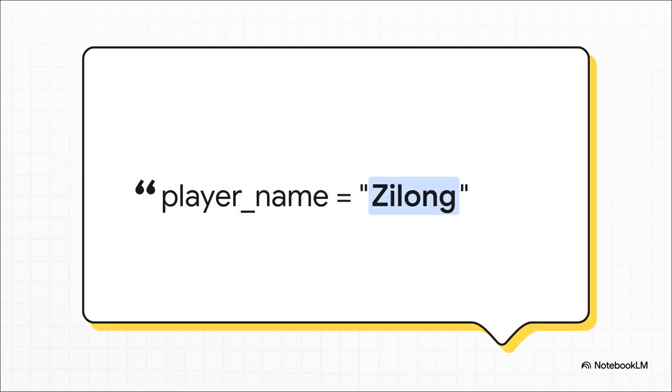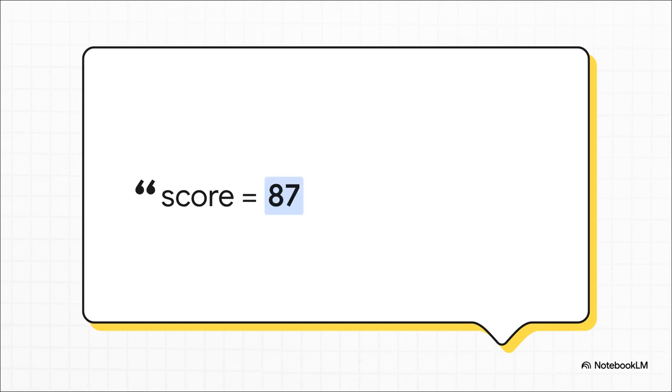All right, first things first, let's build Zilong's profile. It all has to start with his name. And since Zilong is text, we use a string to store it. Simple as that. Next up, his stats. His score is 87, a nice, clean, whole number. So for that, we use an integer. But for something like his accuracy rating, 94.6, we really need that decimal point for it to be precise. So that requires a float.